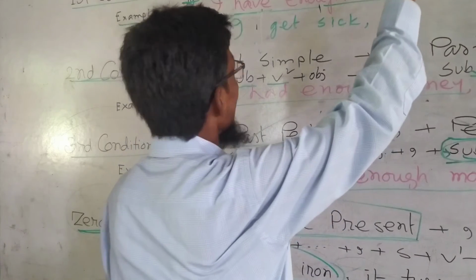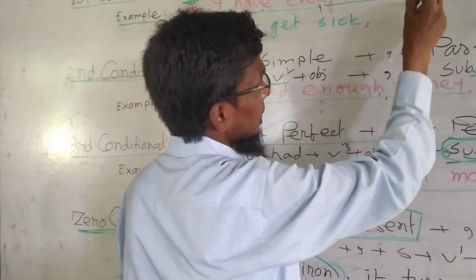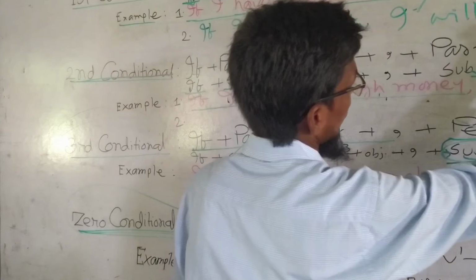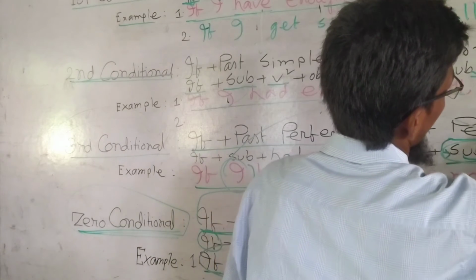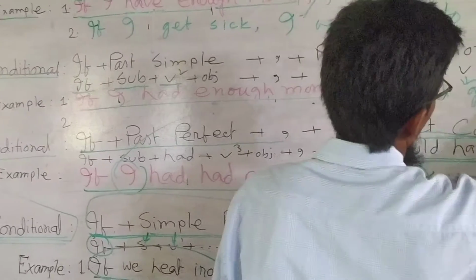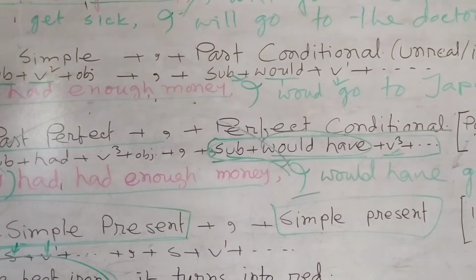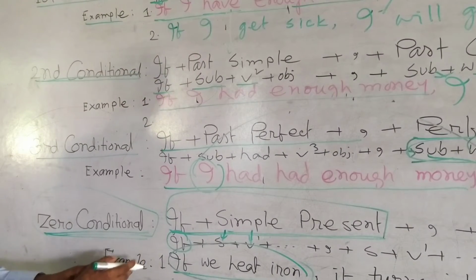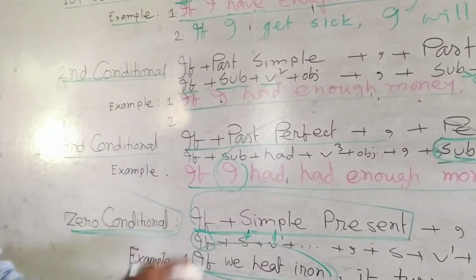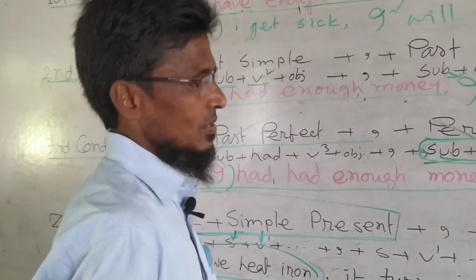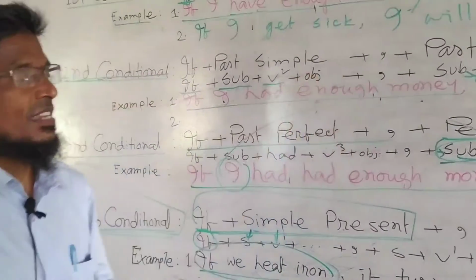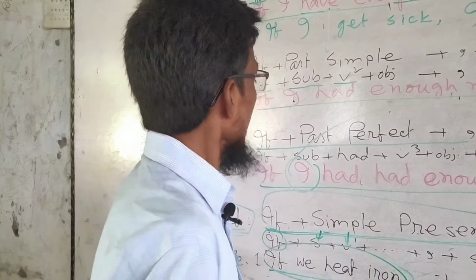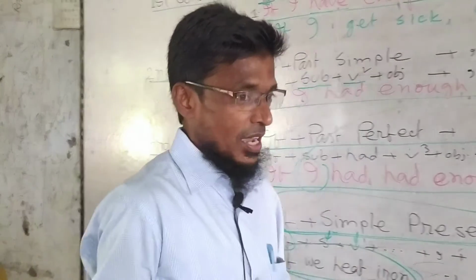we have to follow the first conditional, future simple: I will go to the doctor. In this way, you have to follow the second conditional structure, third conditional structure, zero conditional structure. You will be able to fill up the other part of the main clause. In this way, you can complete the completing sentence, transformation of sentence, right form of verb, or spoken English.